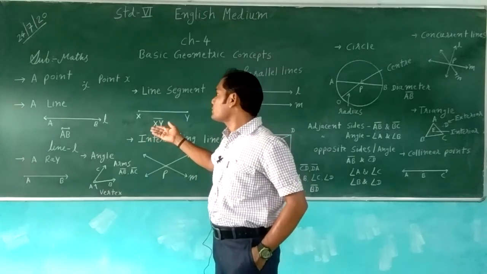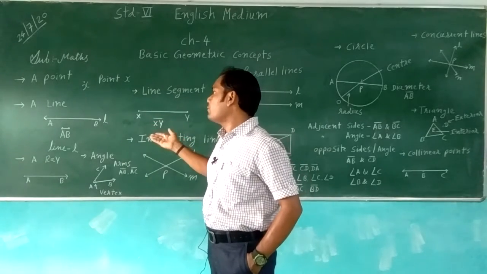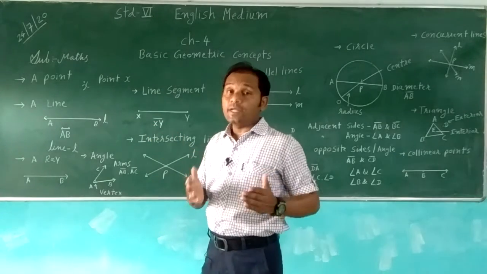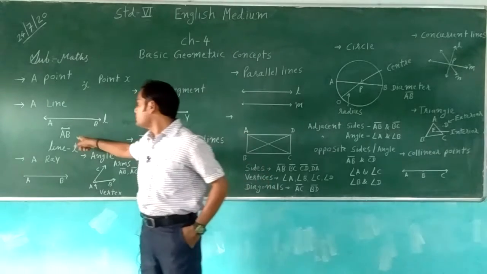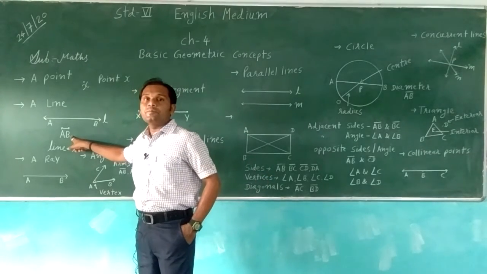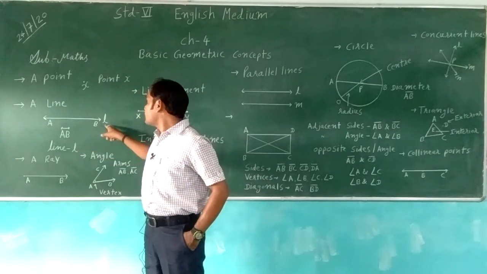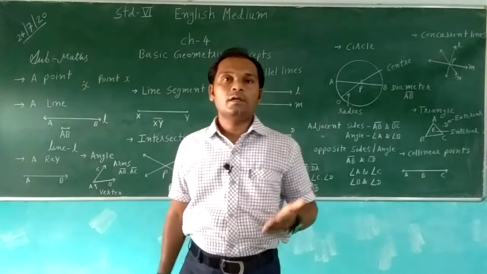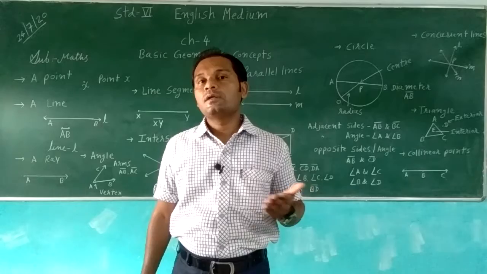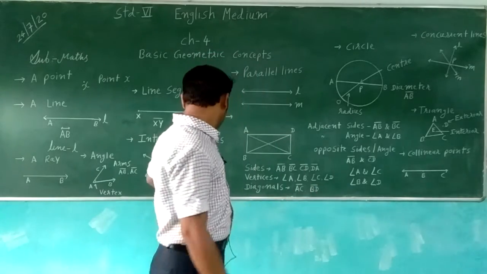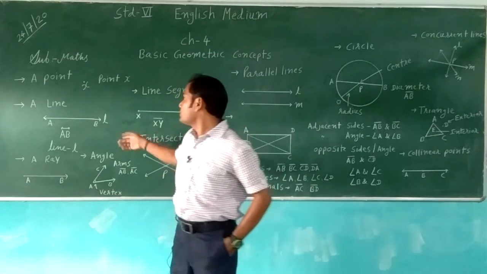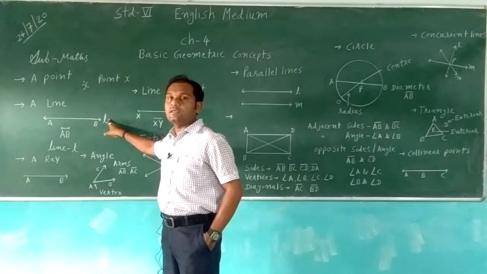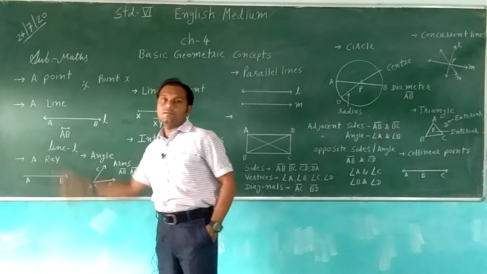So there are 2 points on the line, A and B. We can read the line as line AB. Another way we can say is line L. We can read a line in two ways, line AB or line L.